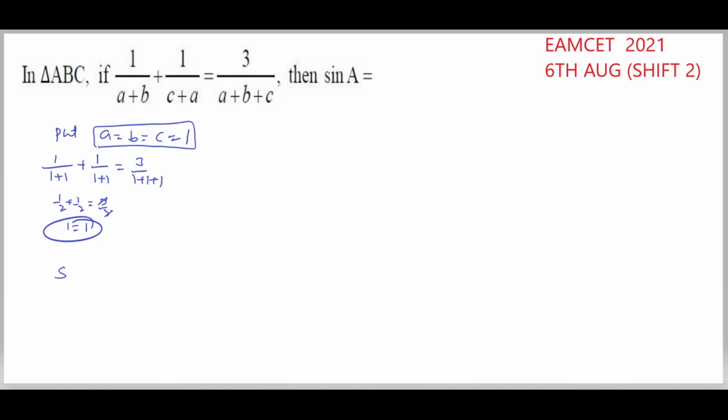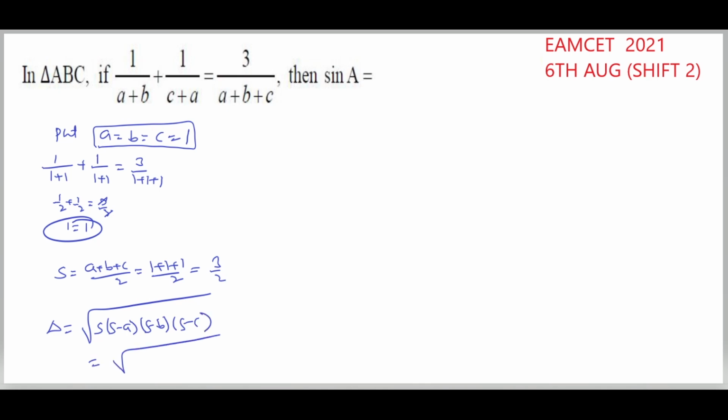First we find S. S is equal to a plus b plus c by 2. That is 1 plus 1 plus 1 by 2, that is equal to 3 by 2. And delta is equal to under root of S into S minus a into S minus b into S minus c. That is equal to 3 by 2 into 3 by 2 minus 1, that is 1 by 2, 3 by 2 minus 1, 1 by 2. This is also 1 by 2. That is equal to root 3 by 2 into 2, 4 into 2, 8 into 2, 16. This is 4. Root 3 by 4.